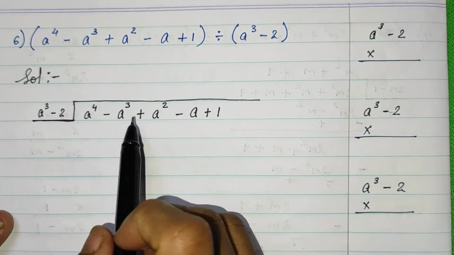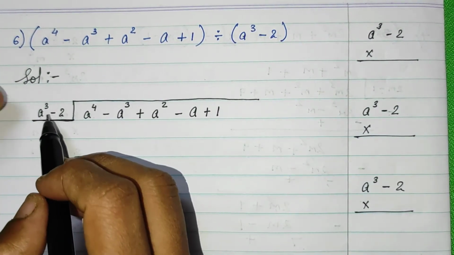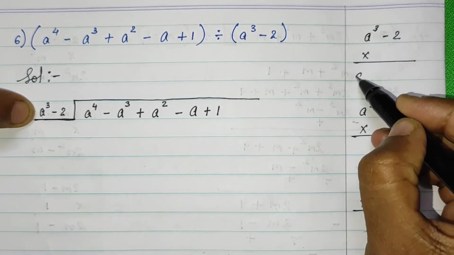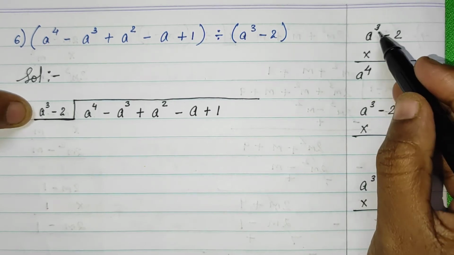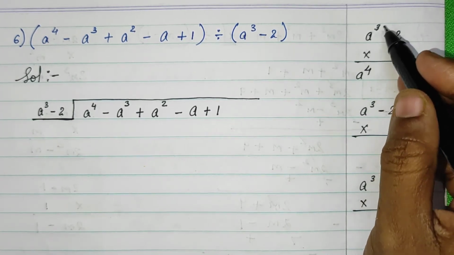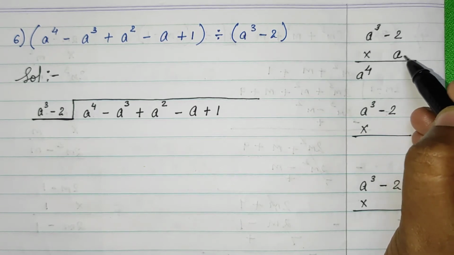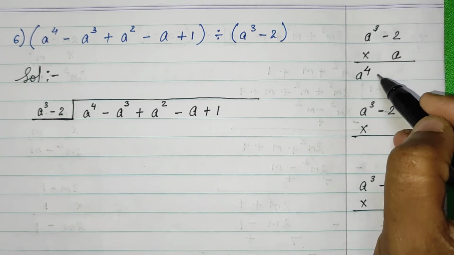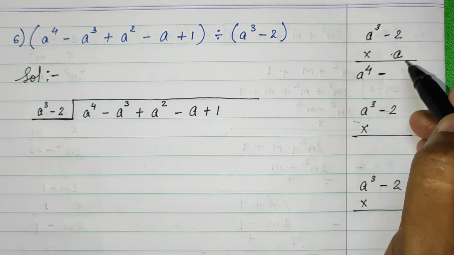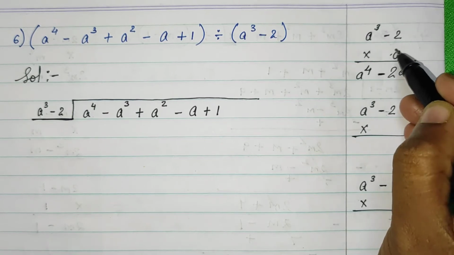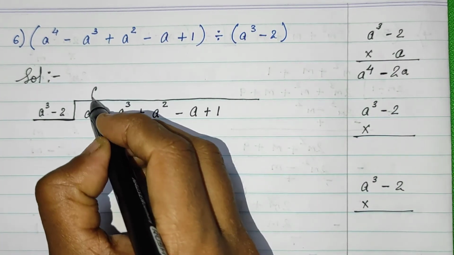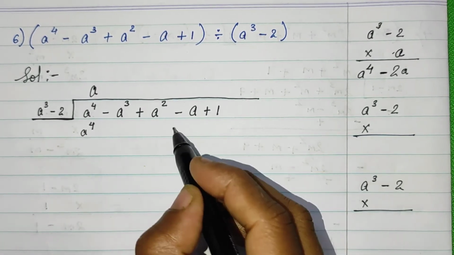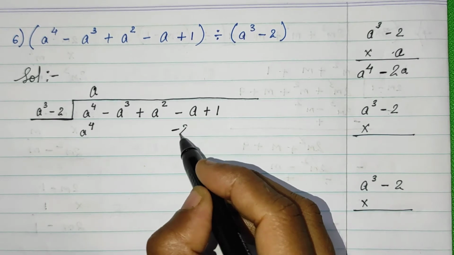Sixth sum. Now let's see this divisor and first dividend, first term we need a raised to 4. So in divisor already we have a cube. So only single a we need. So a cube into a become a4 and plus into minus minus and 2 into a 2a. So that means when we multiply by a, we get a raised to 4 minus 2a.